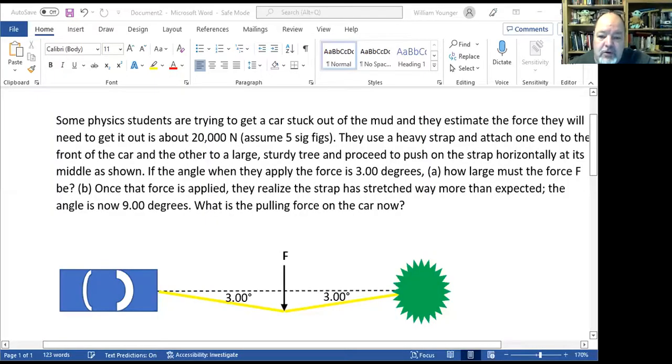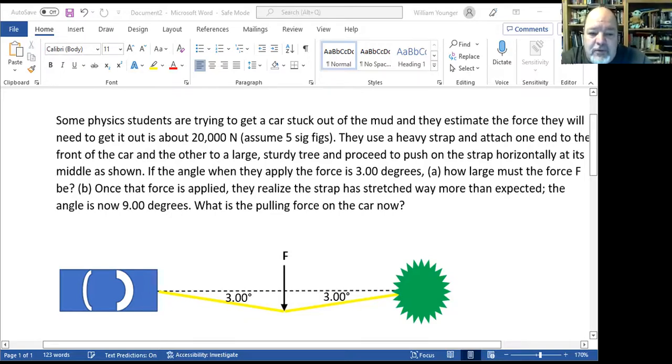It says some physics students are trying to get a car stuck out of the mud. They estimate the force they will need to get it out is about 20,000 newtons. And I just told everybody to assume 5 sig figs there. Again, I don't care too much in my classes about sig figs, but some instructors do. So I try to at least point out where the sig figs are going wrong. The way that I use sig figs, in order for this to have 5 sig figs, I would have had to put a decimal right after that 0. Often your books will treat that as 5 sig figs without the little decimal, and that's fine too. But I'm just going to assume that one has 5 sig figs.